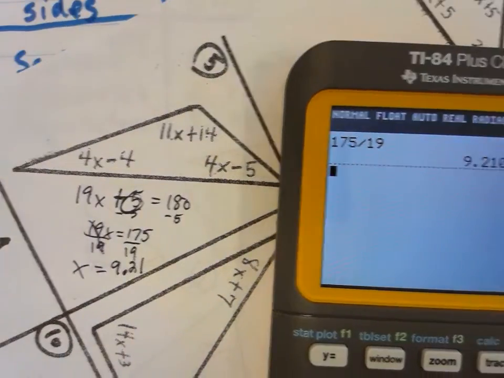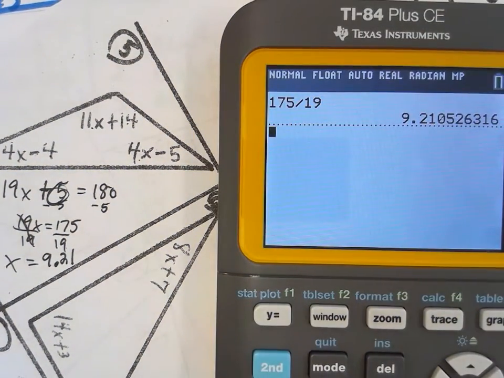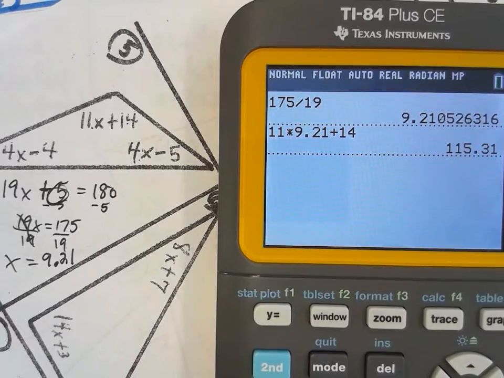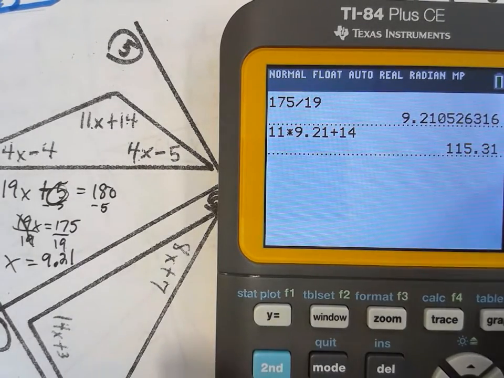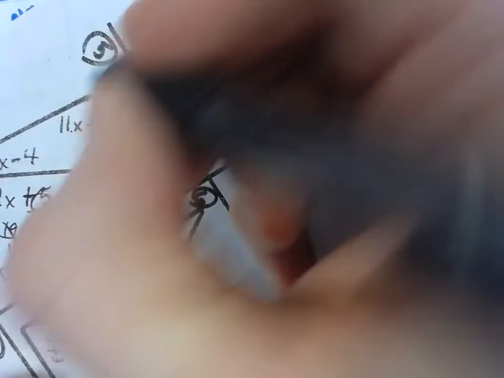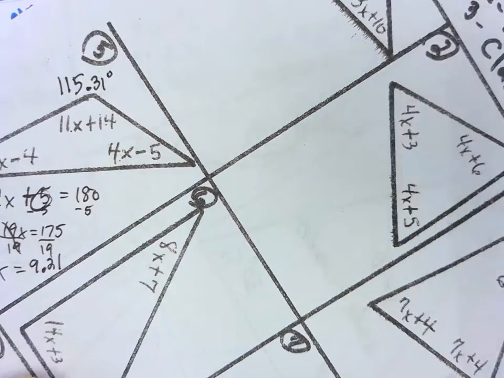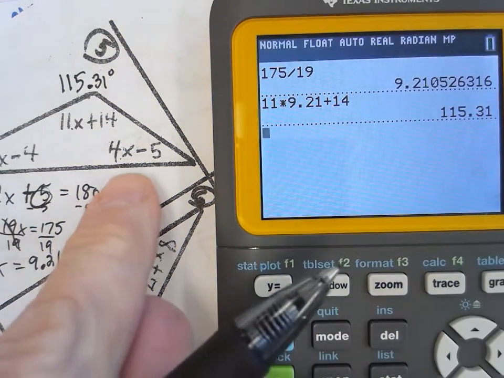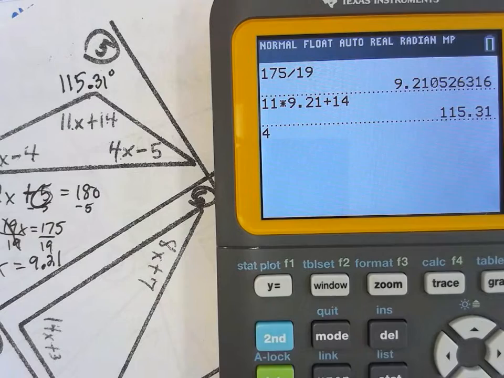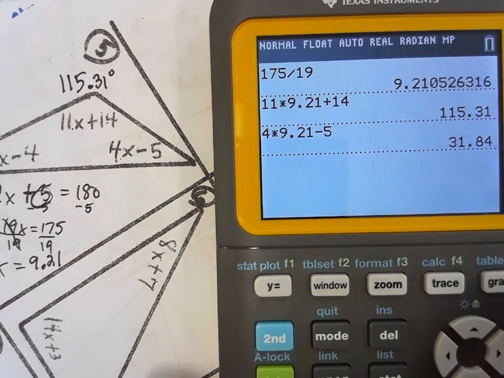Here we go. All right, we'll start with the big one. 11 times 9 and 21 hundredths plus 14 is 115.31. 115.31 degrees for the big one. All right, let's do this 4x minus 5 right here. So that's 4 times 9.21 minus 5. That's 31.84 degrees, 31 and 84 hundredths.